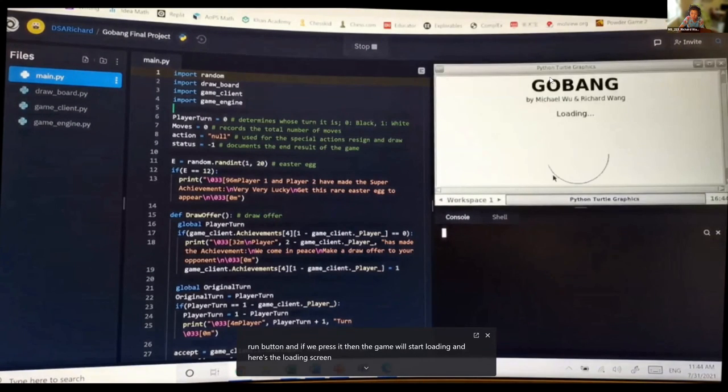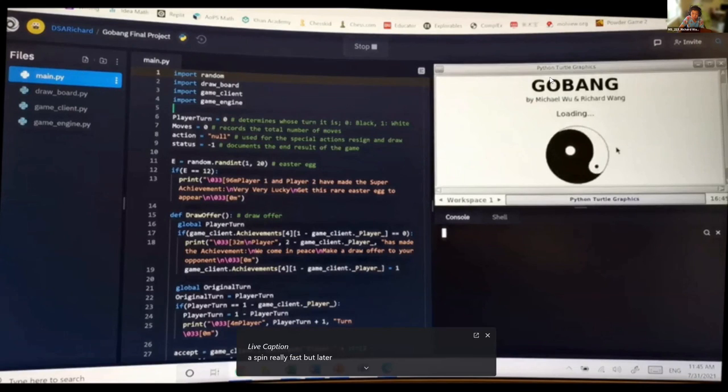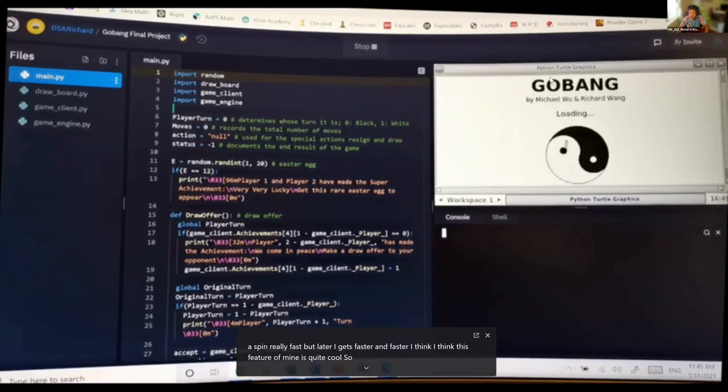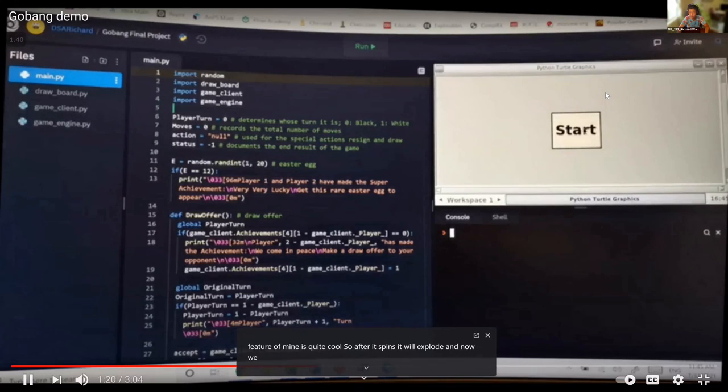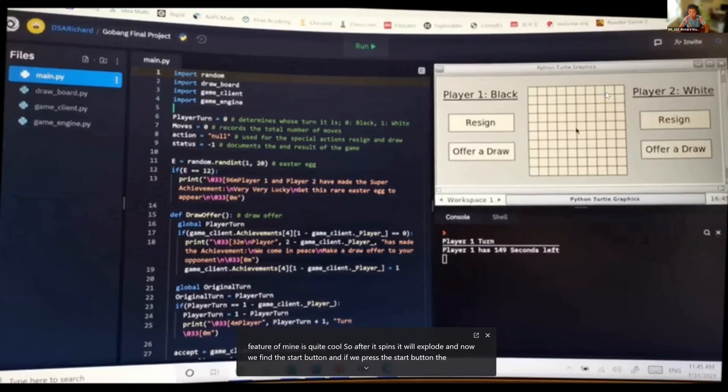And here's the loading screen, and let's see, what does it draw? It draws a yin-yang, as you can see, and then it starts to spin. At first, it doesn't spin really fast, but later on, it gets faster and faster. I think this feature of mine is quite cool. So after it spins, it will explode, and now we find the start button. And if we press the start button, the game will start.